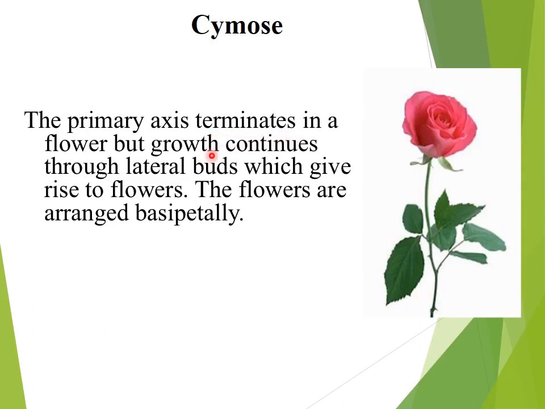This is Rosa indica, and this rose flower contains the pedicel. The pedicel or the stalk is present, and the growth of this main axis is stopped or checked due to the presence of the flower on the tip. No further growth takes place from this stalk. If the growth is stopped due to the presence of a flower on the tip, this type of inflorescence is said to be cymose inflorescence.